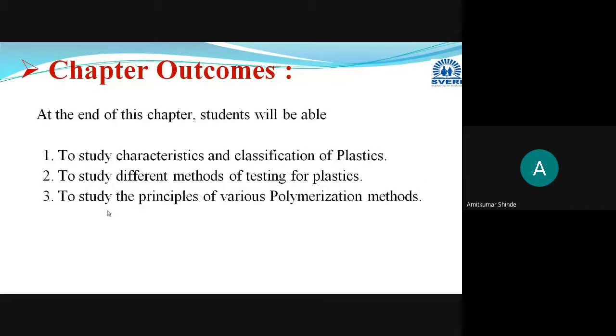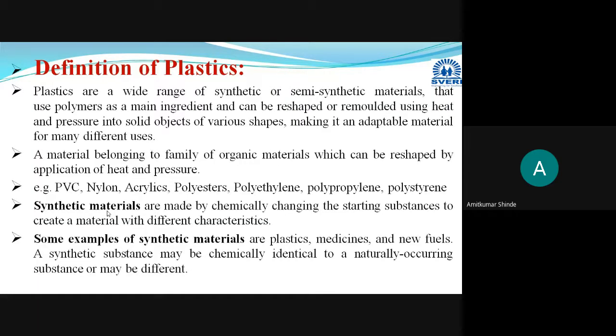Then what will be the chapter outcome? This is the chapter outcome, or you can say the objective of studying this chapter also. At the end of this chapter, you will be able to understand what the basic properties or characteristics of plastic materials are, and what the different types of plastic materials are. Then which testing methods are used to determine their properties, and we will be able to understand the concept of polymerization. Okay, so these are some basic things.